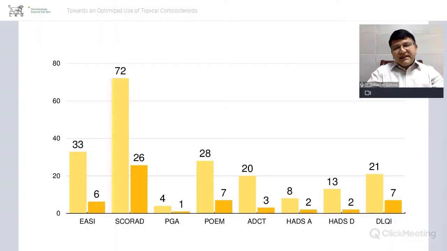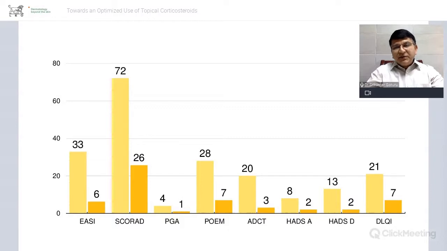This is the actual analysis that I had. The EASI, that is the Eczema Area Severity Index, dropped from 33 to 6 within a week, which was pretty impressive. Pretty fast improvement in area and severity. The score had also dropped pretty fast. The PGA from 4 to 1, which is a clear-cut big difference, clinically minimal relevant improvement observed. The POEM dropped very fast.